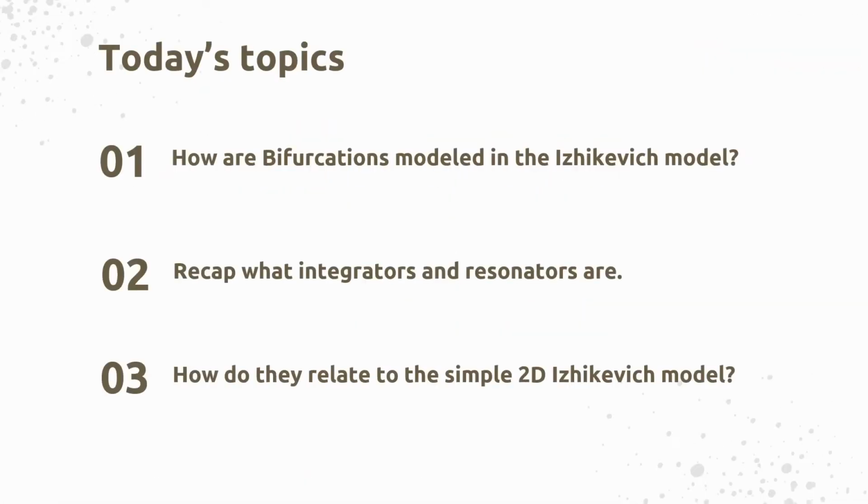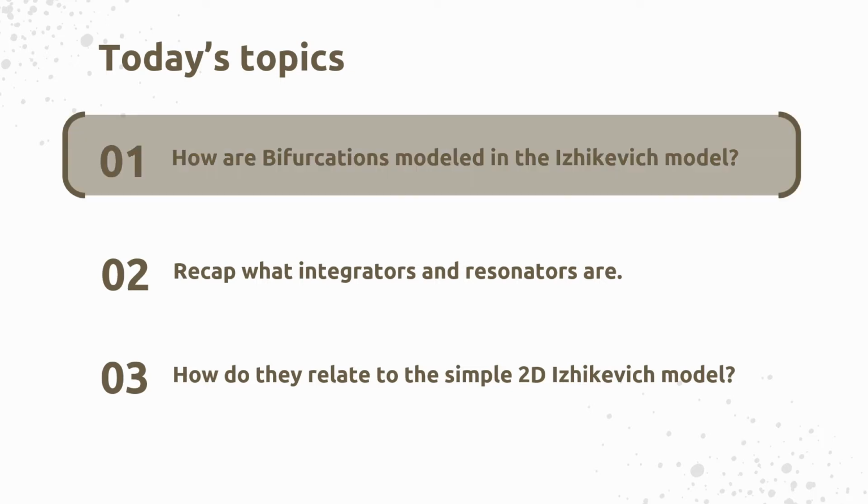Task 30 deals with the question of how bifurcations are modeled in the Izhikevich model, followed by recapping what integrators and resonators are, and lastly how those two then relate to the simple 2D Izhikevich model.